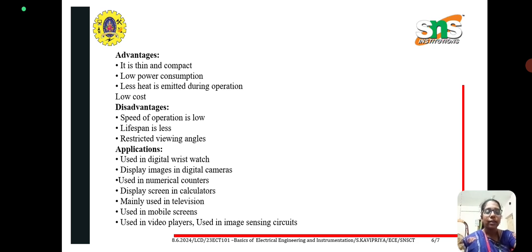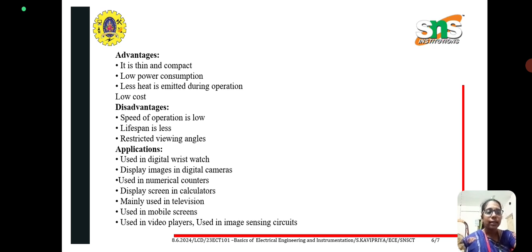And next one is the drawbacks of a liquid crystal display. The main drawback of this liquid crystal display is the speed of operation. Here the speed of operation is a little bit low. And next one is that the lifespan of this type of liquid crystal display devices is very short. And third one is that it has restricted viewing angles.